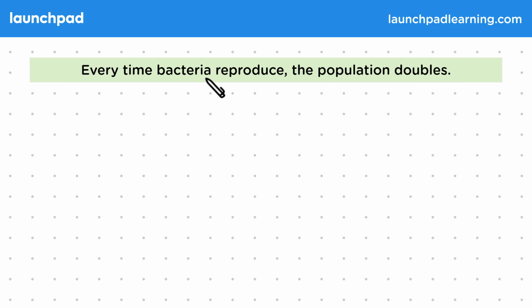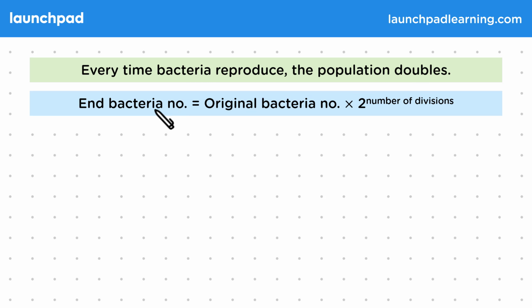Every time bacteria reproduce, the population doubles. So the end bacteria number equals the original bacteria number times 2 to the power of the number of divisions. Let's have a look at this over 60 minutes.